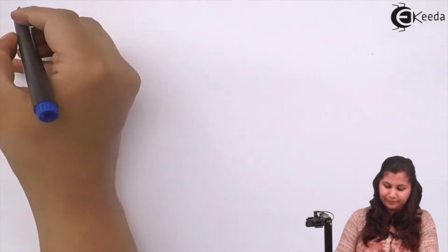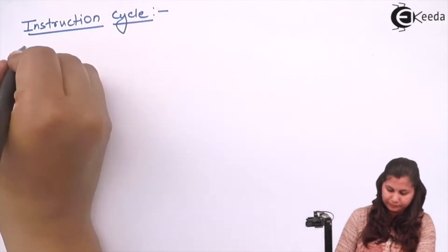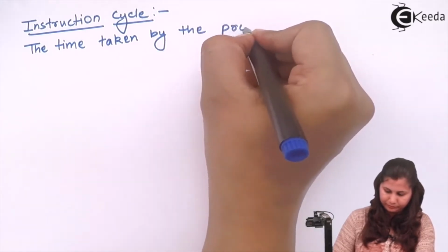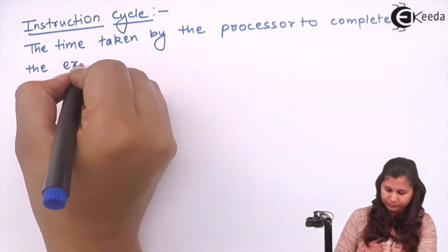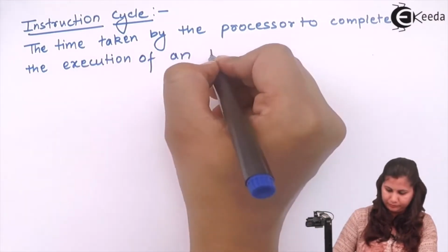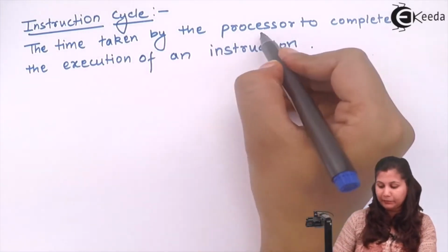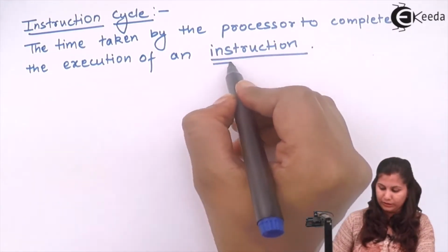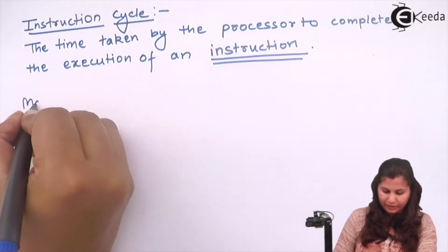So let's write the definition of instruction cycle and machine cycle. Instruction cycle is the time taken by the processor to complete the execution of an instruction. So it is the execution time of one instruction. Then we have machine cycle.